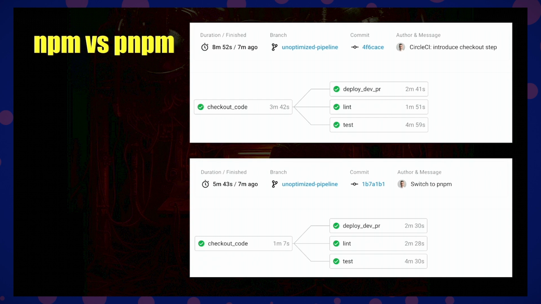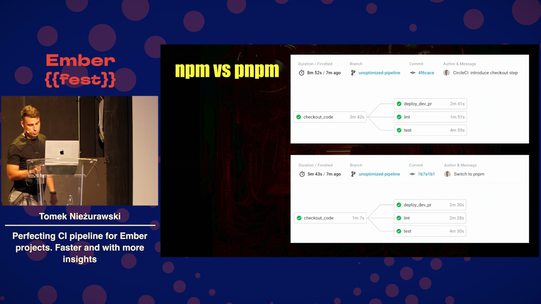So using PNPM, at least for our project, because I found a blog post saying that all these benchmarks depend on the project, sometimes Yarn is the fastest, sometimes NPM, sometimes PNPM. I think PNPM is always the fastest, but someone was trying to prove that it depends on the project. So maybe for our project it's the fastest. I think you should try it.